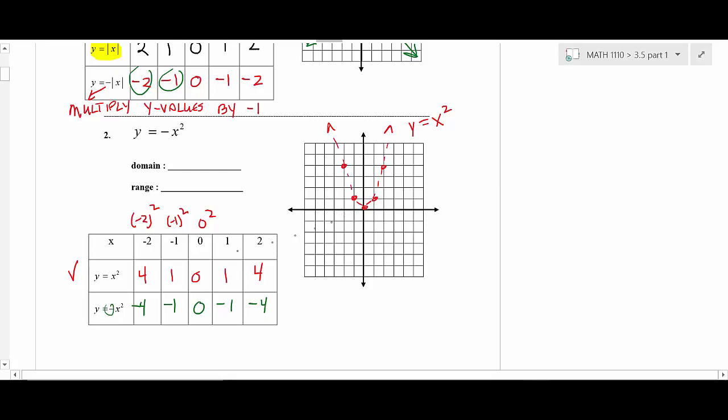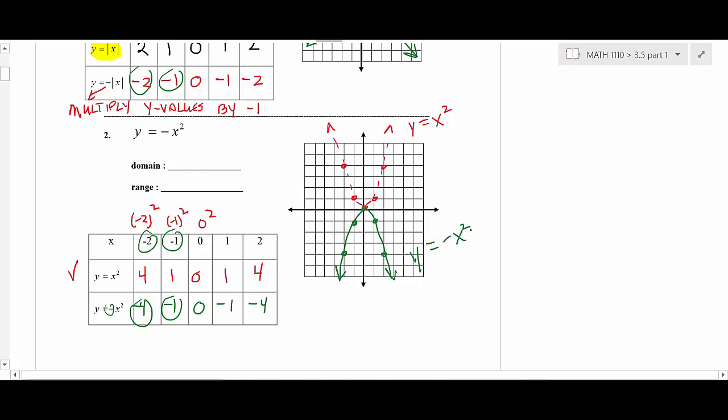I have -2, -4, so you want to get that plotted. You have -1, -1, so you want to plot that. 0, 0, 1, 1, and then 2, -4 like that. So that's what your final product looks like. Okay, so that's the graph of y equals -x squared.